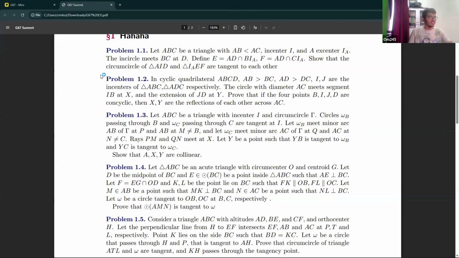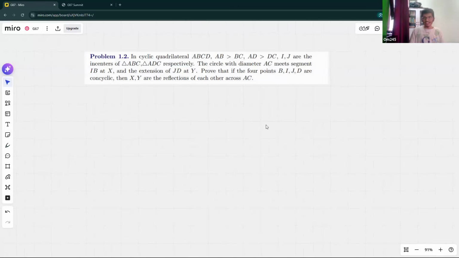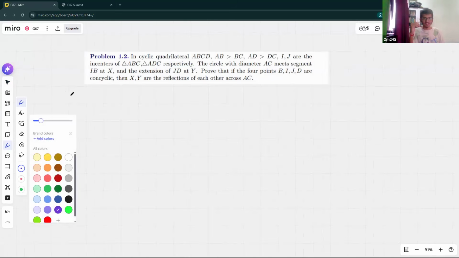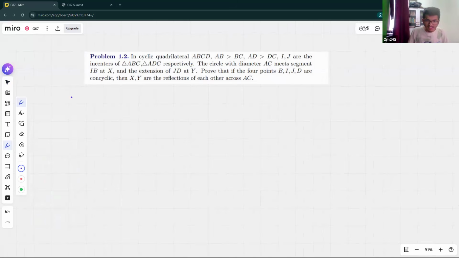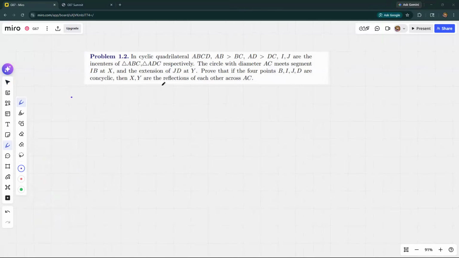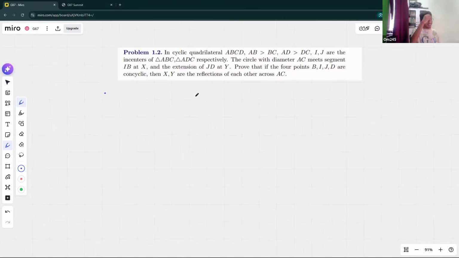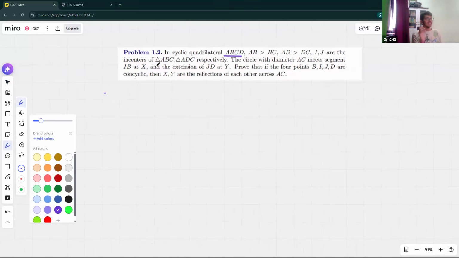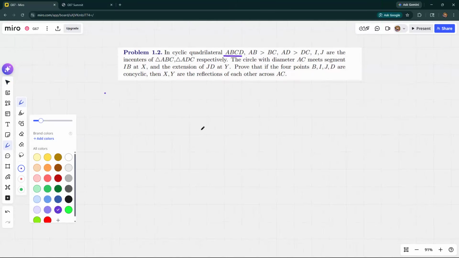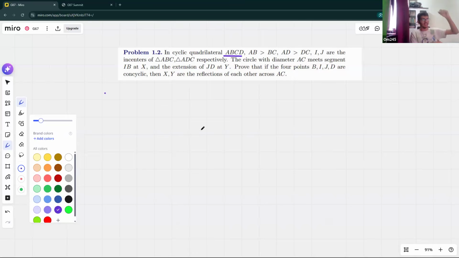It's pretty easy, as you can see. Surely some easy problem. So for the beginning, I will just read the problem. This ABCD is a cyclic quadrilateral, and we have some length condition, which no one cares about. Then I and J are the incenters of ABC and ADC. From the start, we suppose AC is a base, and B and D are on opposite sides.